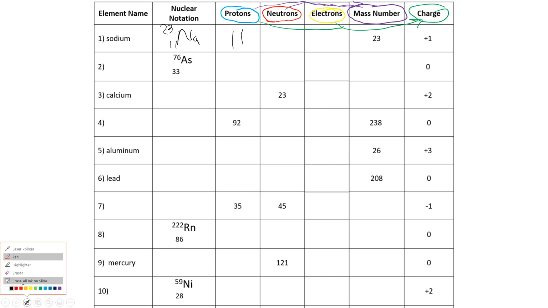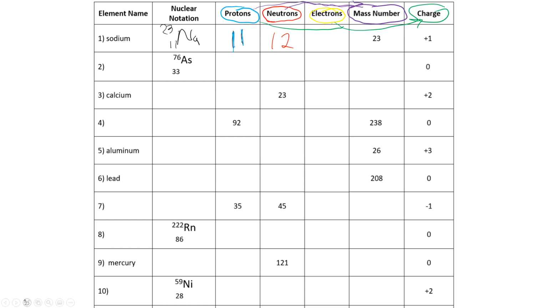The neutrons, therefore, if these two things, the red and the blue, turn into the mass number 23, and the protons are 11, then the neutrons must be 23 minus 11, which is 12. So that's 11. That's 12.